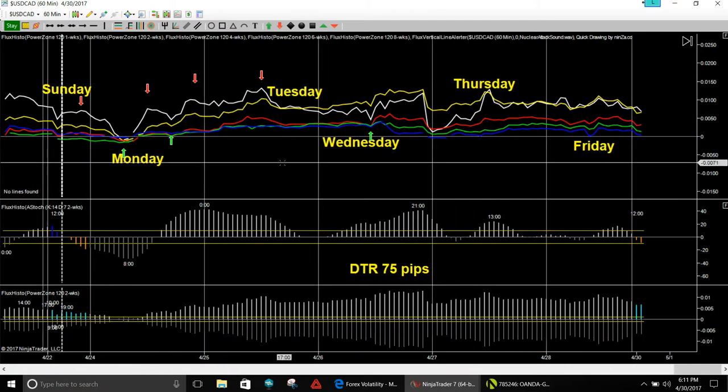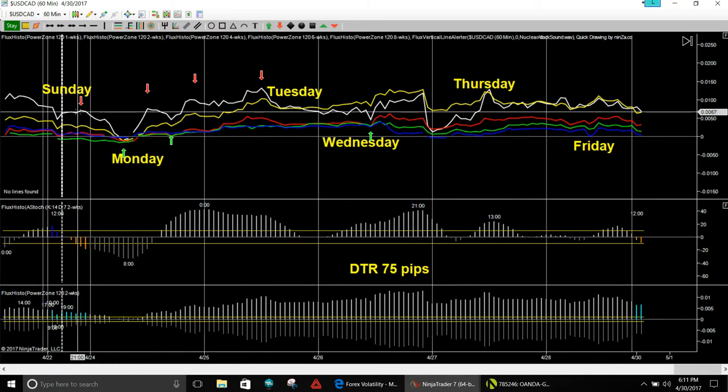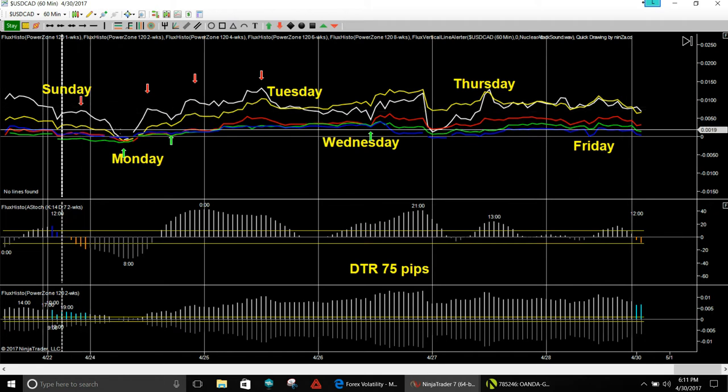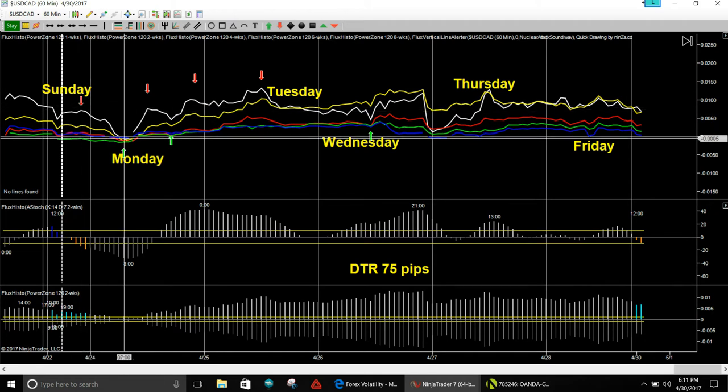Okay. So the dollar Canadian's got a lot of violent moves, it looks like, traders, in it this week. So I'm looking for a down move on the dollar Canadian at 2200. Look for a down move, and then 7 a.m.